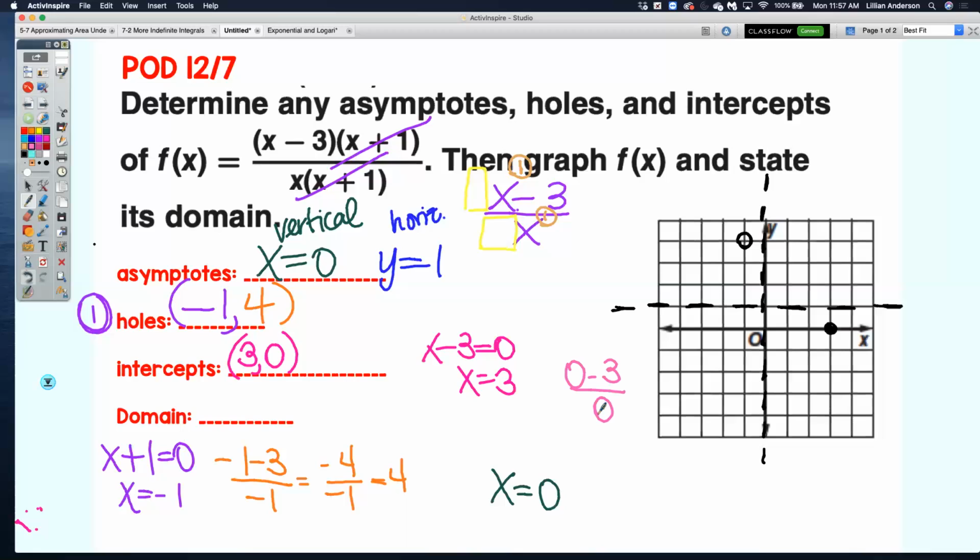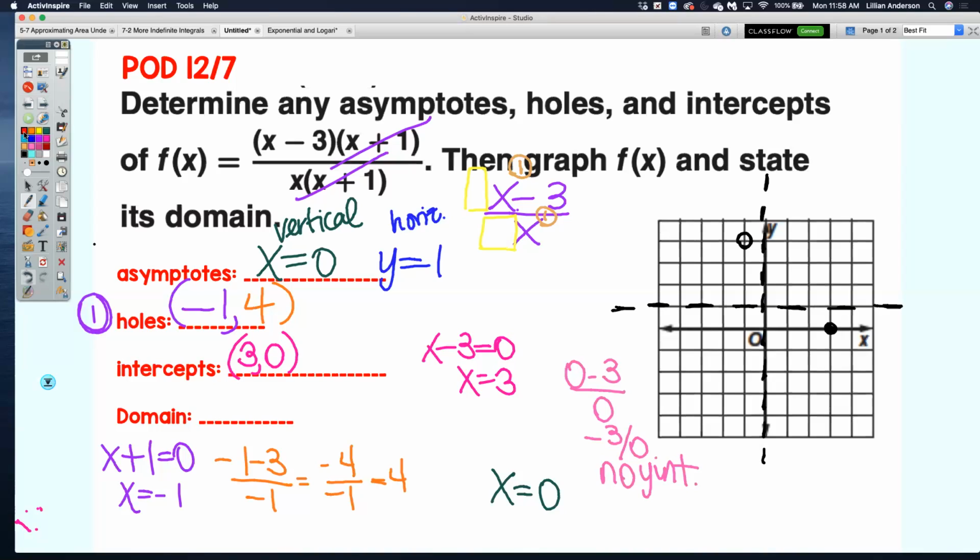It's undefined. I get -3 over 0. I can't have that. So that means there is no y-intercept. Any number over 0 means there's no y-intercept. If you get 0 over 0, that means you can simplify and then try again. Okay?